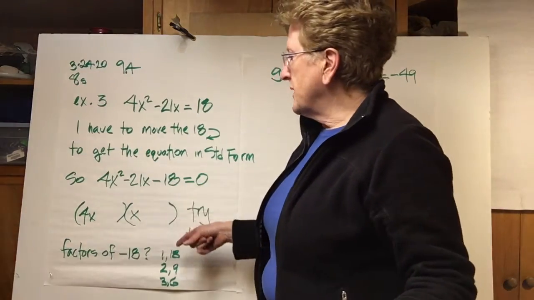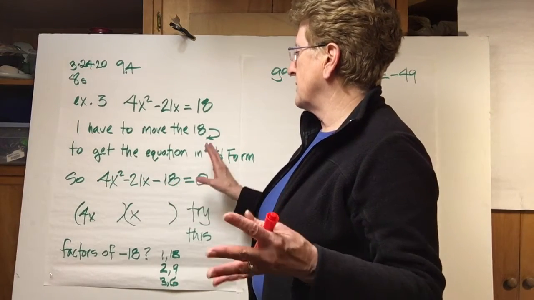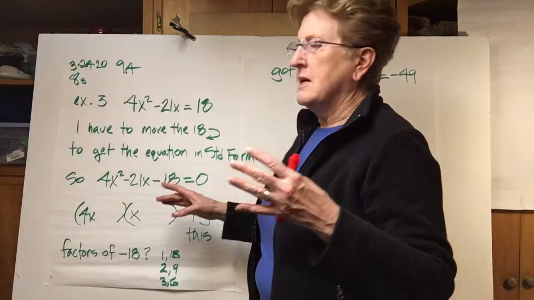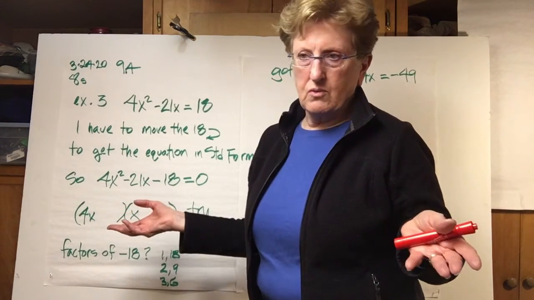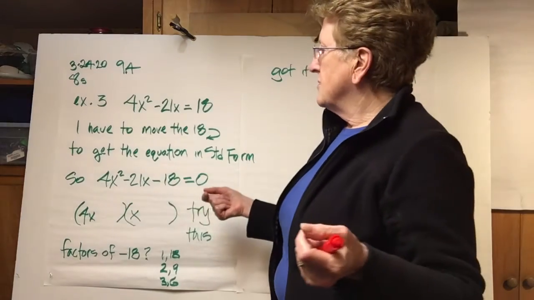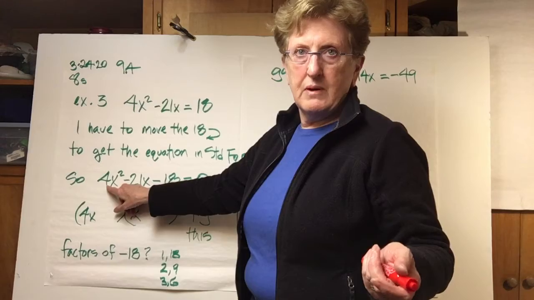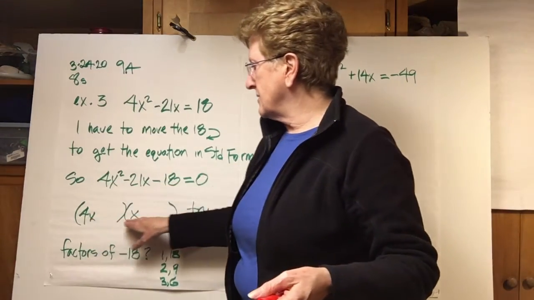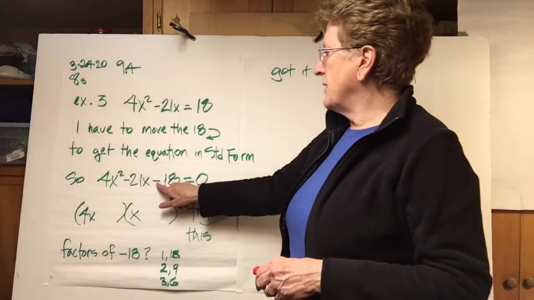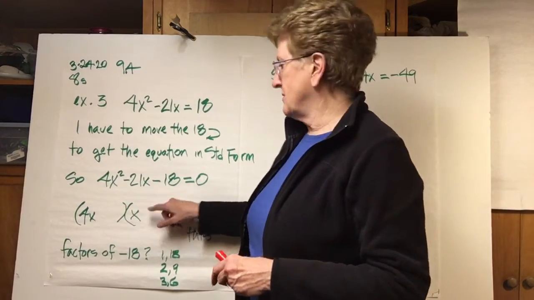Now, you could do the AC method, 4 times negative 18, and you get a big number and you figure out how to break it down. But I just wonder if guess and check would work for you here. So I'm going to try. You can either break this up into 2x and 2x or 4x and x. I'm going to try 4x and x. And I want a negative, so one of these has to be negative and one has to be a plus.